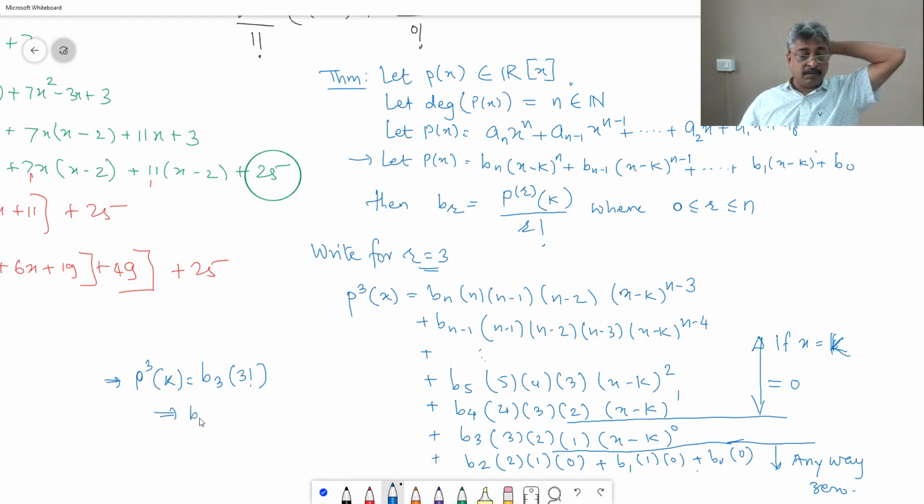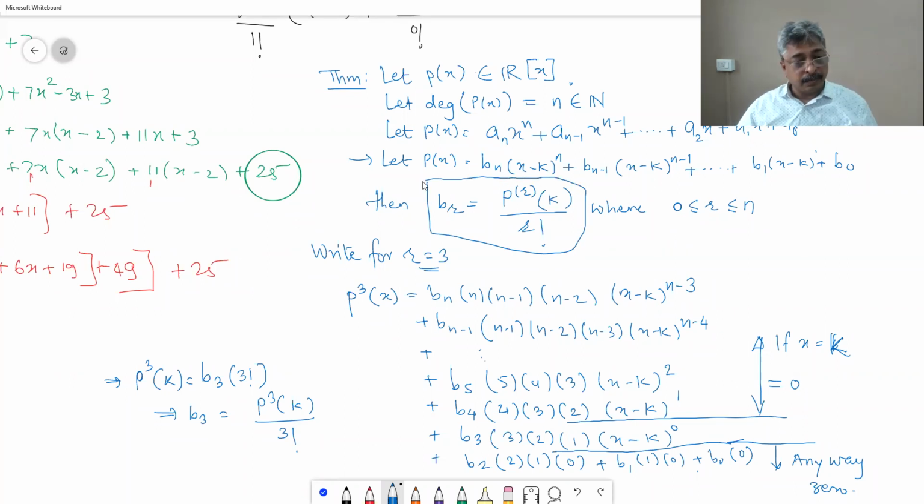Therefore, B3 is equal to P of 3 of k upon 3 factorial. That is what we are trying to prove here. Check if you have any question. I can explain it again. Whatever happens for 3 will happen for the other cases.